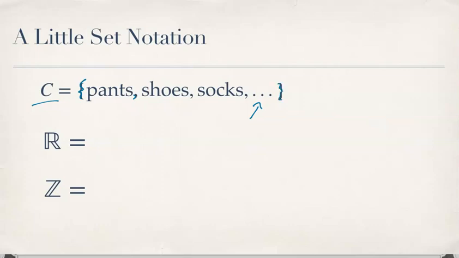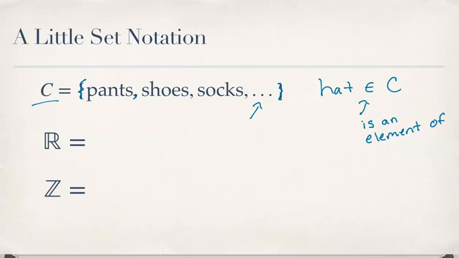So I could say I have another item, a hat, and this hat is an element of set C. It belongs in set C. So this little symbol here means "is an element of." So that's sort of how we write out elements of sets, and this is the notation that we're using.